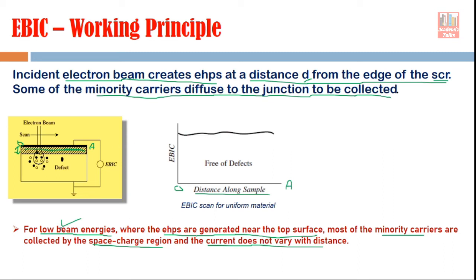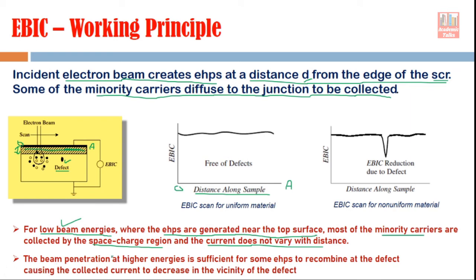Why? Because the beam energy was low, so electron hole pairs were generated only near the surface. And in this portion there is no defect, so the current is almost uniform. But remember, a defect is present here. It is shown here as a defect. Now suppose you have an electron beam with high energy. The beam penetration into the semiconductor will be higher in this case, and it should now be sufficient for some electron hole pairs to recombine at the defect.